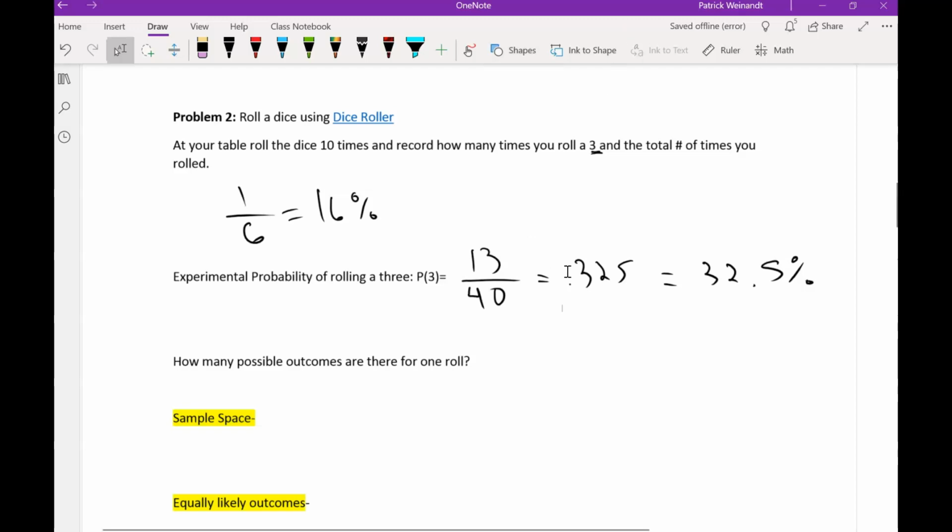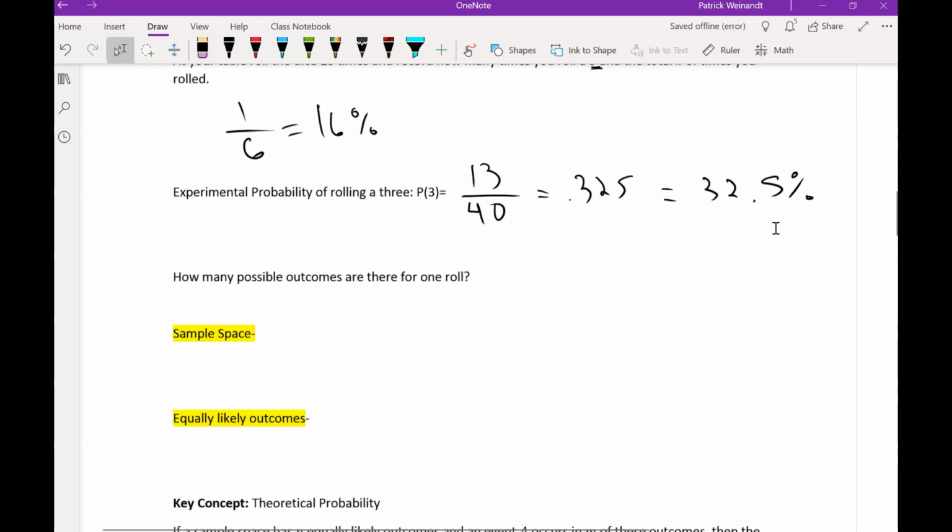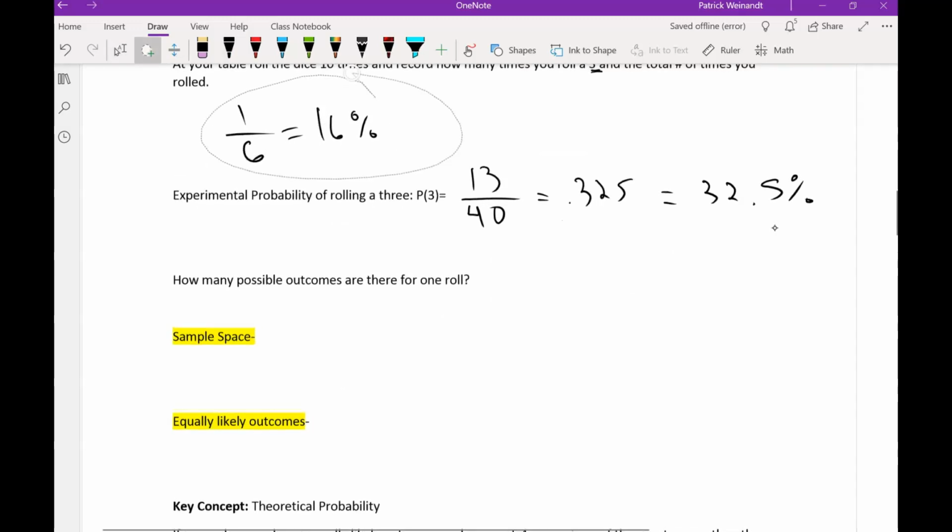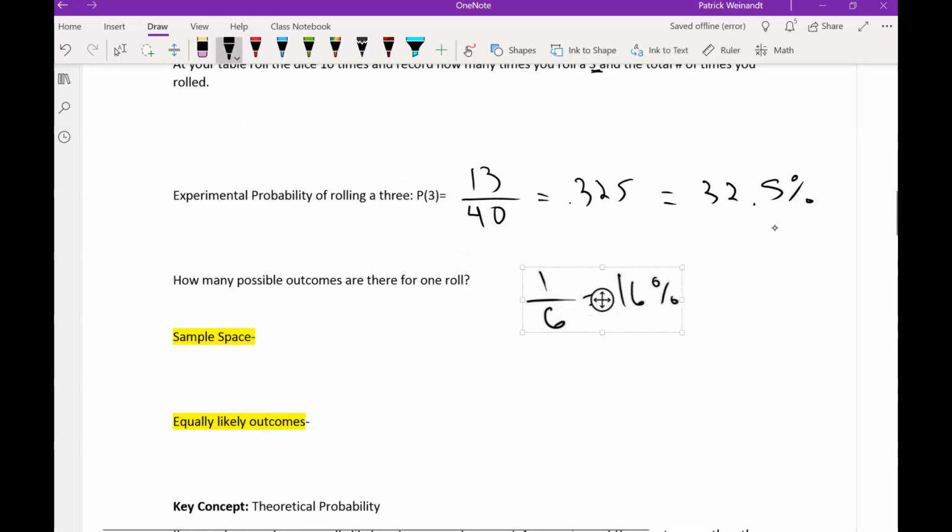All right, so keep that in mind. Experimental probability is not exact. It's not going to give you the exact probability of something that should happen, but the more trials you do, the more accurate it should be. Okay, so how many possible outcomes are there for one roll? We already talked about this up here. This is theoretical probability, which we'll talk about in a little bit. But there are 6 total outcomes for one roll.